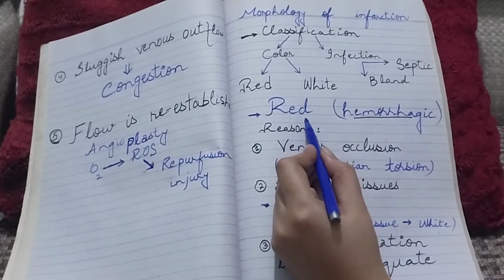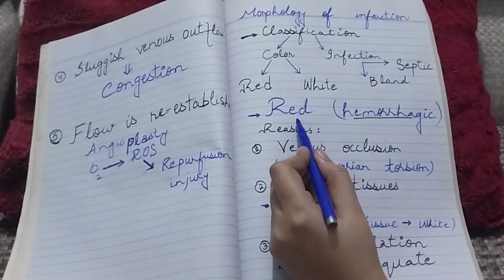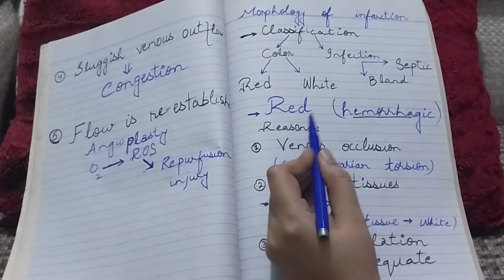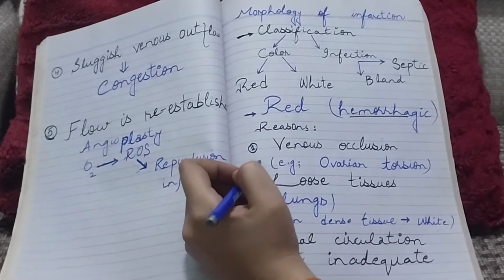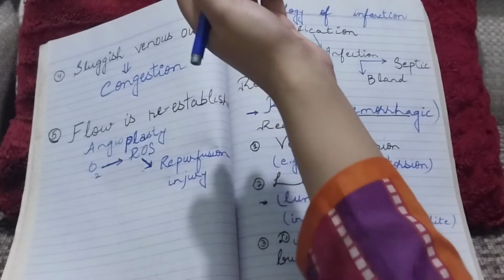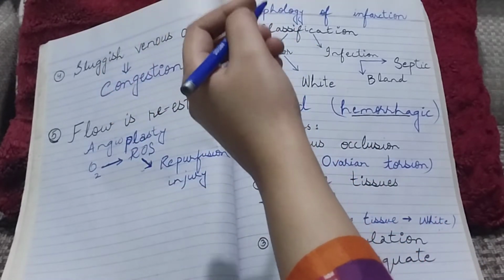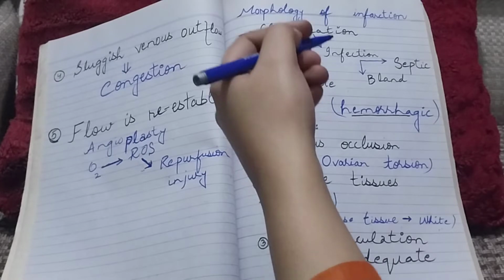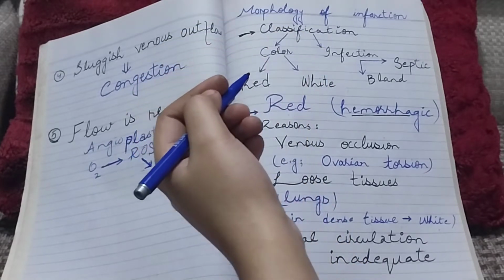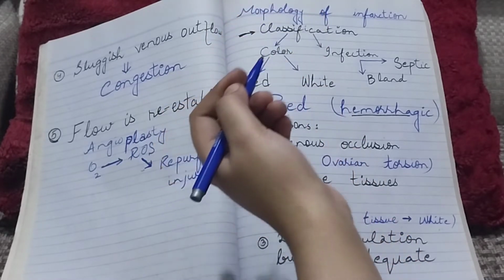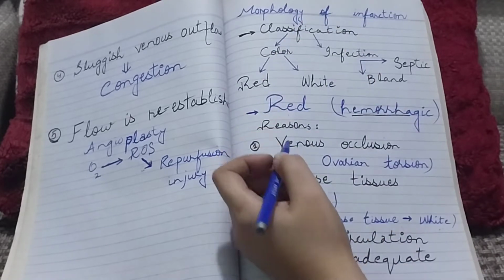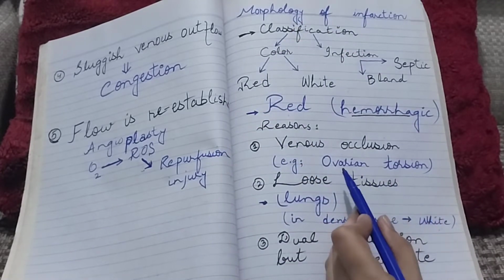Red infarcts, which are also known as hemorrhagic infarcts, occur due to several different reasons. It can occur as a result of venous occlusion. We have already discussed in the topic of infarction that venous outflow obstruction is a less frequent cause of infarction. Infarcts caused by venous thrombosis usually occur only in organs with a single efferent vein. So here we can write the example of ovarian torsion.